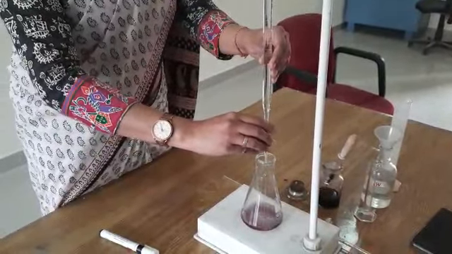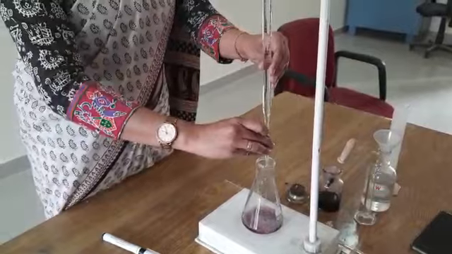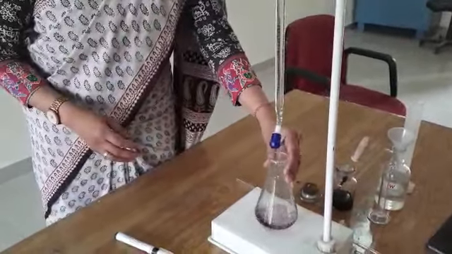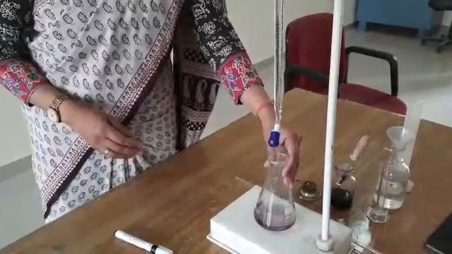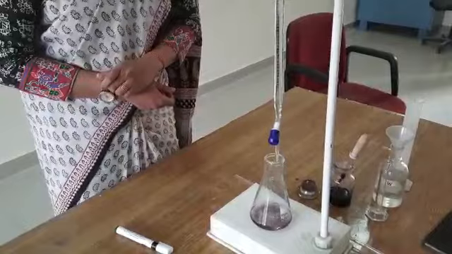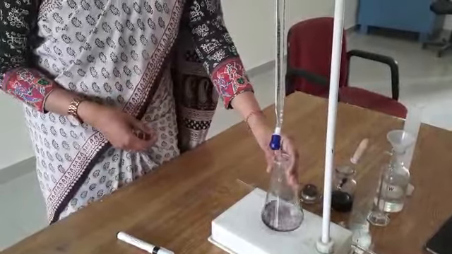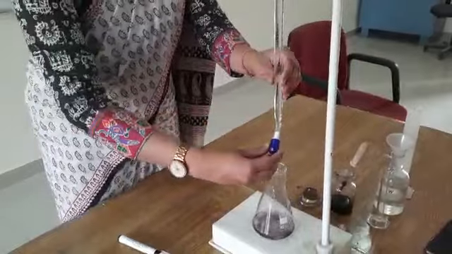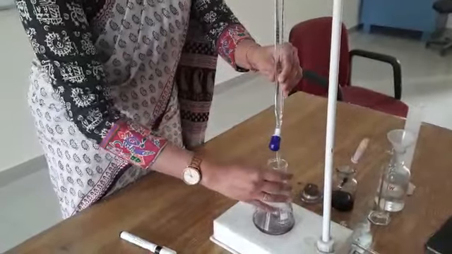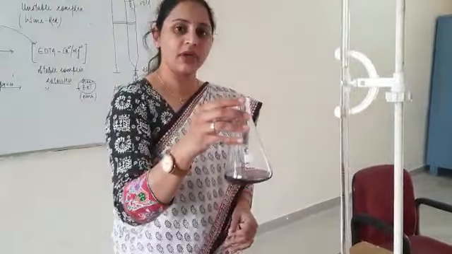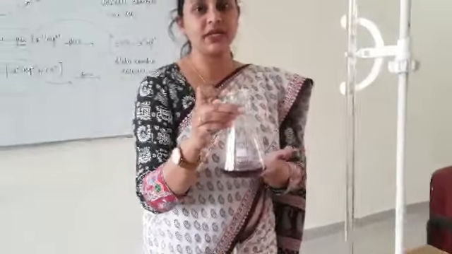What is it? It is a ligand. So drop wise we add EDTA. Look, the wine color has disappeared and a light blue color is obtained. So this is the end point of this titration.